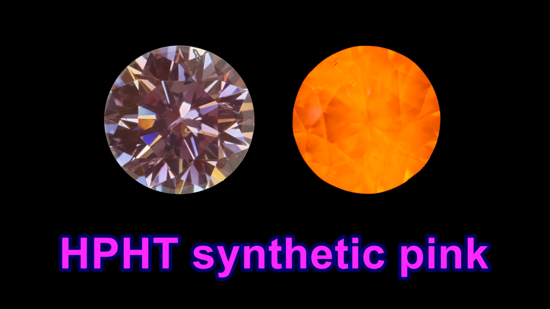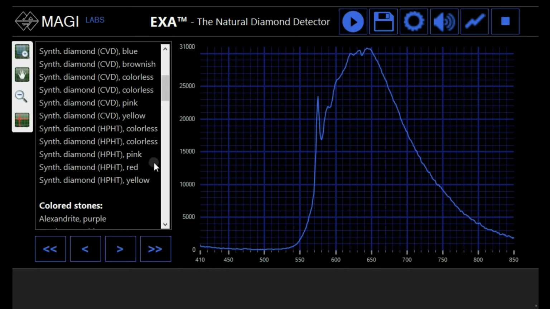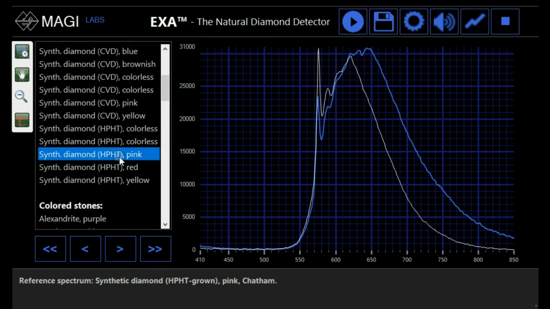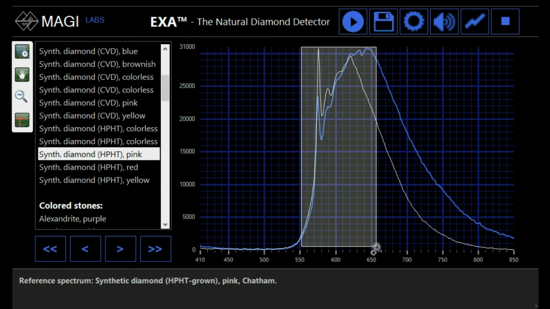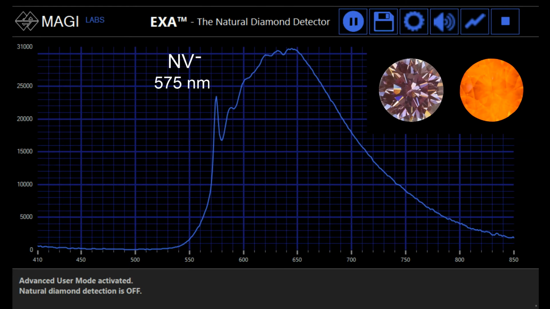HPHT synthetic pink. HPHT synthetic pinks are type 2A, where irradiation and annealing processes make a minimum quantity of isolated nitrogen bond with vacancies, creating the NV centers at 575 and 637 nanometers. The negatively charged NV center at 575 nanometers is indeed responsible for generating the pink color, and the fluorescence reaction of these diamonds is generally orange.